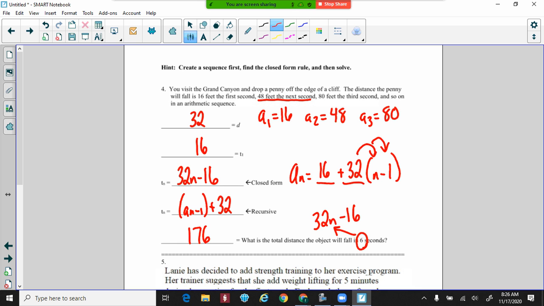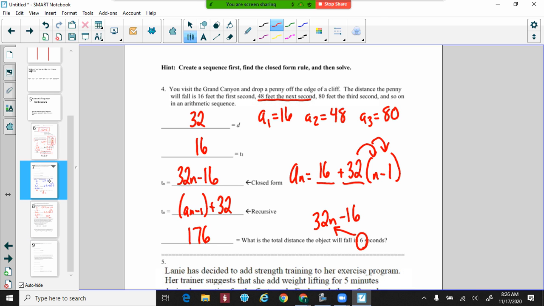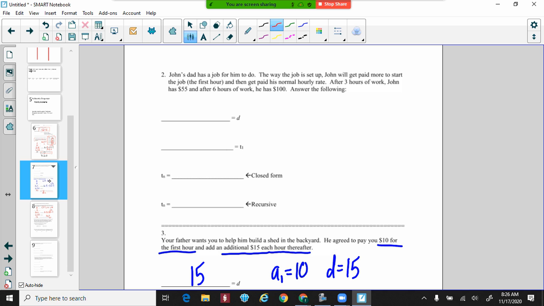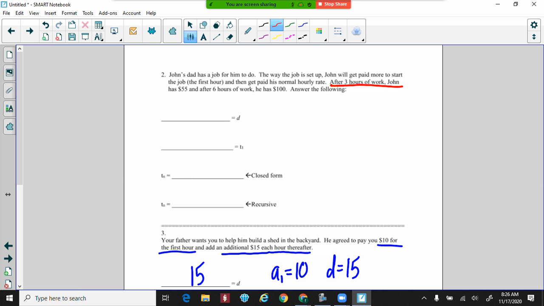Okay, now the last one we're going to go over is probably by far the most challenging one, and that is question number 2. So we're jumping around a little bit. Question number 2 says John's dad has a job for him to do. The way that the job is set up, John will get paid more to start the job than he'll get paid his normal hourly rate. After 3 hours of work, John will get paid 55 bucks. So A of 3 is 55.